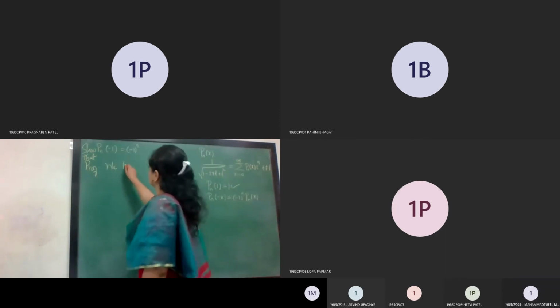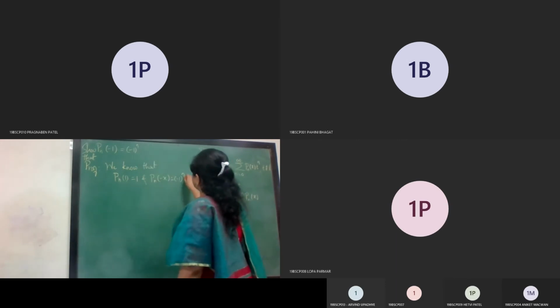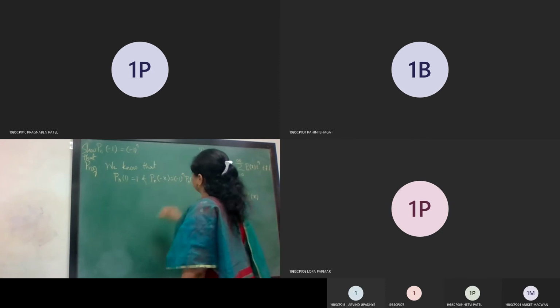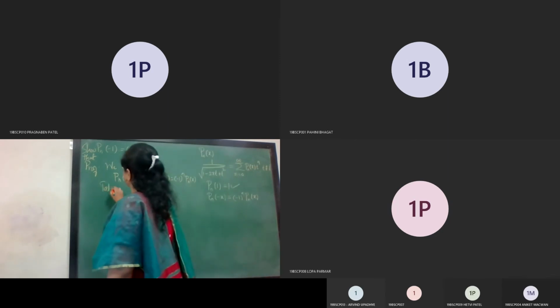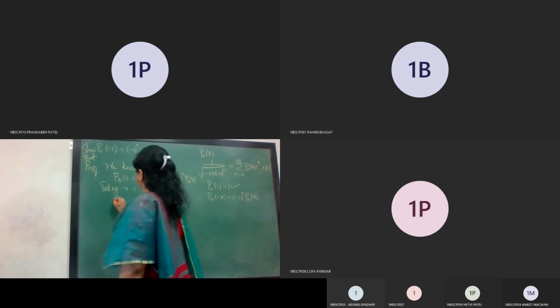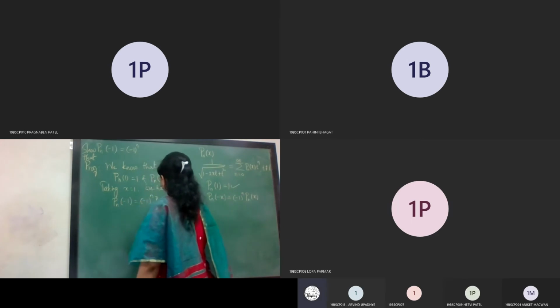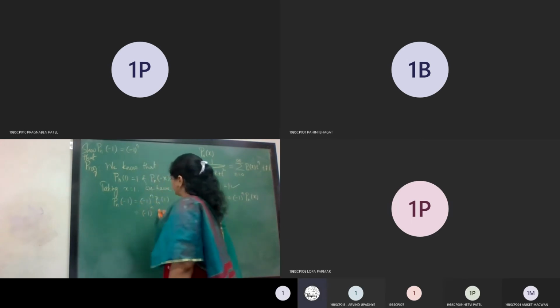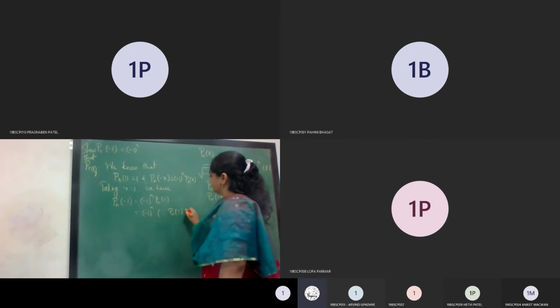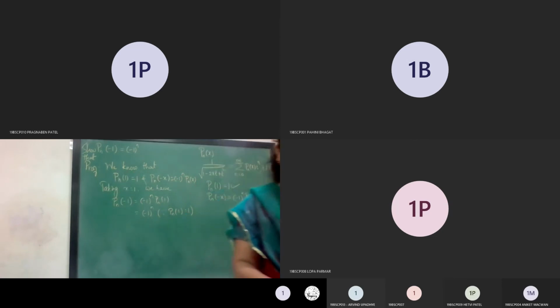Okay, ma'am. So already we know that Pn(1) is equal to 1 and Pn(-x) is (-1) raised to n into Pn(x). Taking x equal to 1, we have Pn(-1) is equal to (-1) raised to n Pn(1), that is equal to (-1) raised to n, because Pn(1) is 1. So it directly follows from these two properties. Okay.